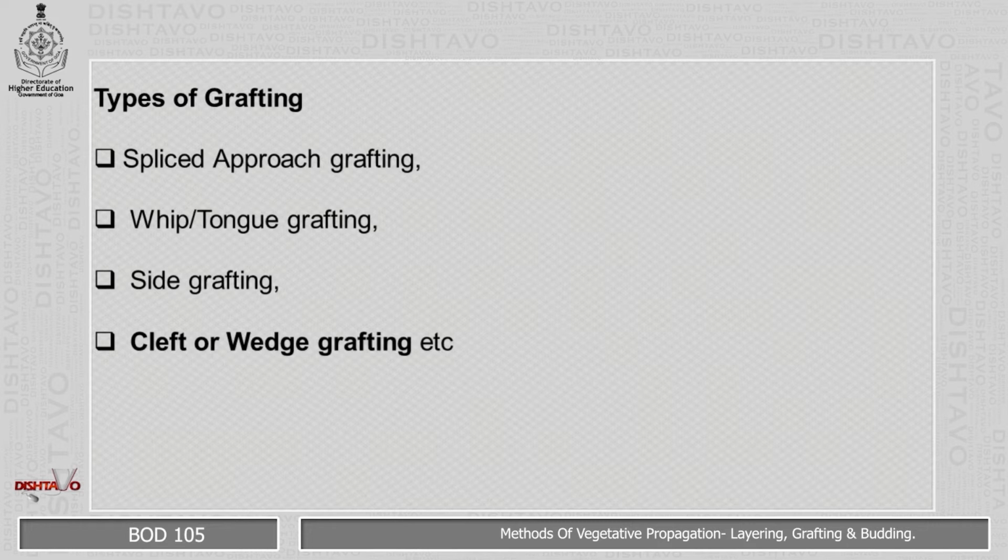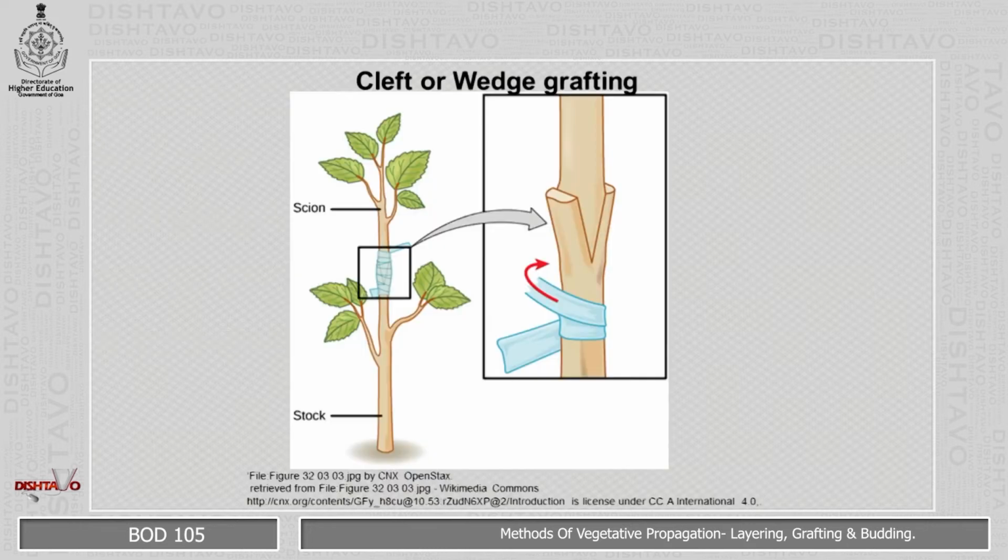Now we will see one example of wedge grafting. If you look at this picture, you can see both parts. The scion is a shoot taken from another plant which has desired characters, and the stock is the rooted portion of the plant. In this case, a wedge-form cut is given at the base of the scion, and on the stock, that is the root part, a vertical slit is given, and this wedge-form cut is directly inserted in the stock portion. Later, it is tied with grafting tape.